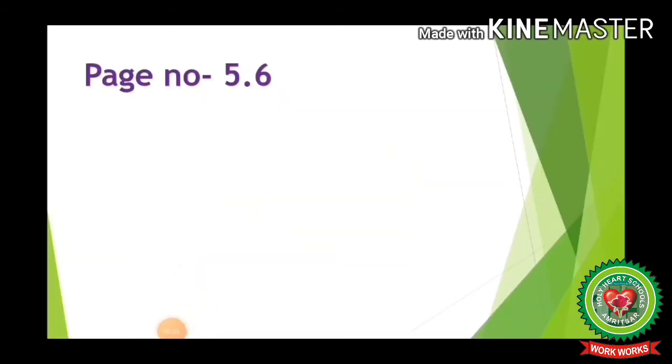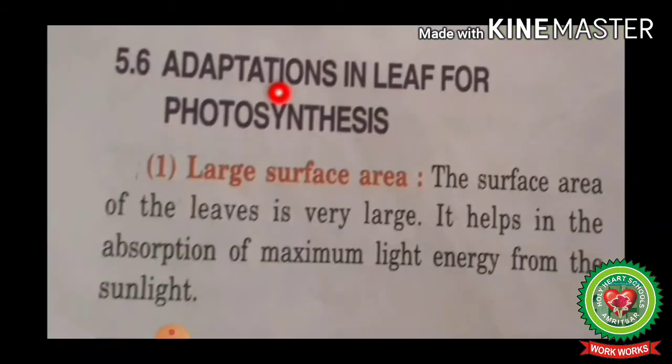Now come to page number 5.6. Let's start the reading of this topic. Adaptation in leaf for photosynthesis. First is large surface area.